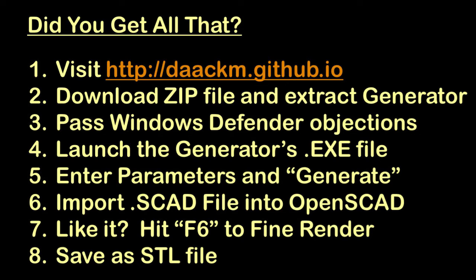But if you generally like what you see, hit the F6 key to do a fine rendering. This can take several seconds to a minute or so, and while rendering, the rough image will disappear, so be patient. When the tone sounds, click on the STL icon and save the object into a stereolithography model file. Simple, right? Well, maybe not.